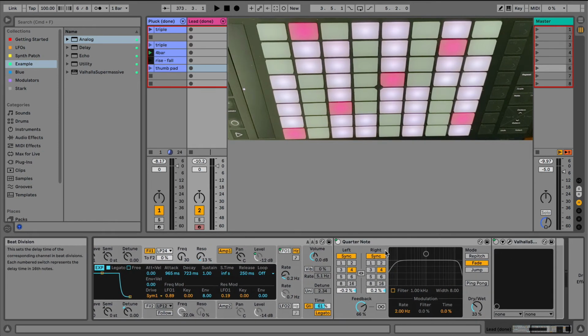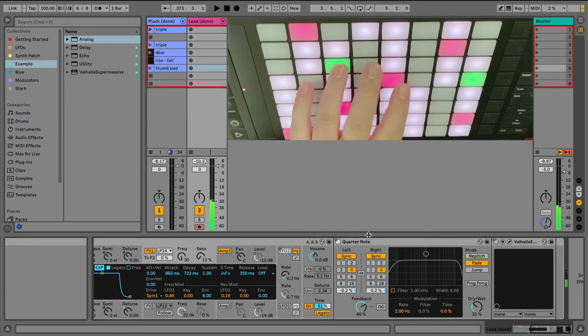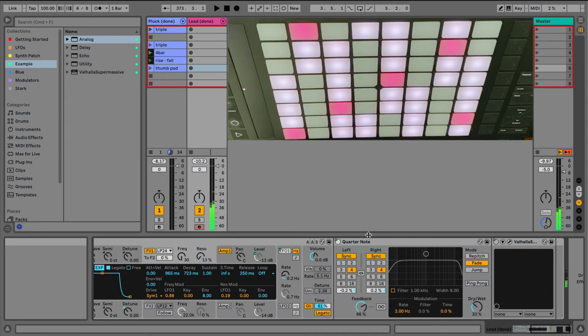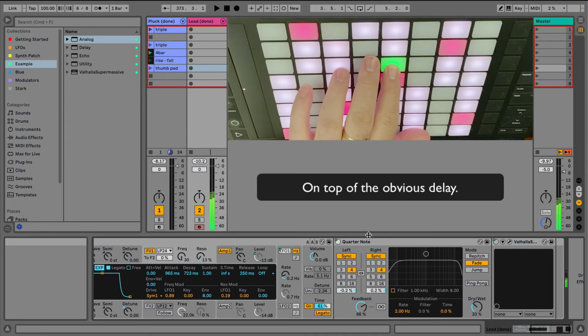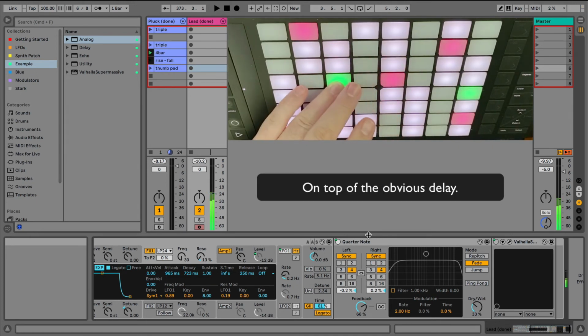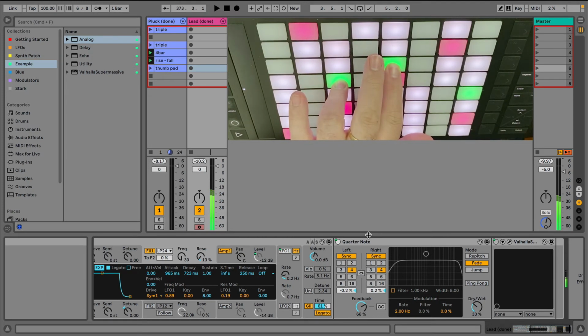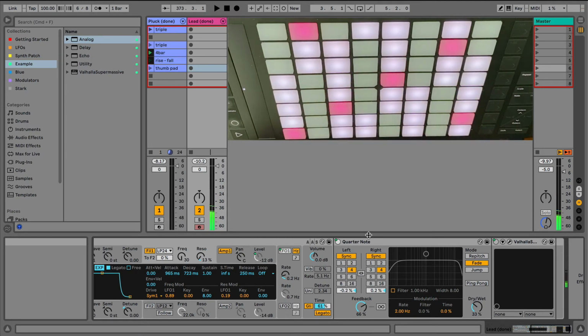We've got a plain old, nothing fancy, just a plain old quarter note delay. It's not filtering or anything. The feedback's up kind of high. It's about 30% wet. And that gives us a nice little, almost a chorusing effect. Which is really nice with, when it does that, the legato sort of glide.